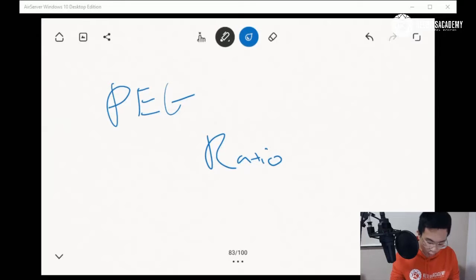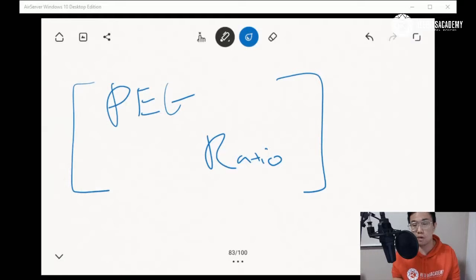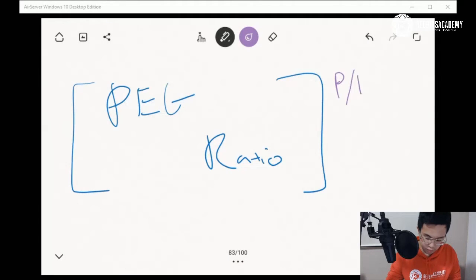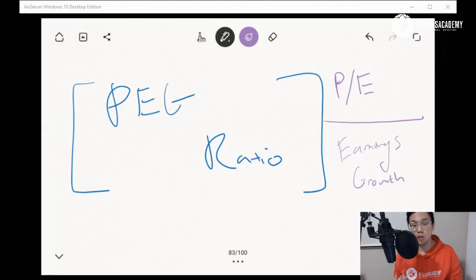So how is this ratio calculated? How do you put three variables into the same ratio? The way this is done is simply by taking your price to earnings ratio divided by your expected earnings growth for X number of years. Usually we project ahead for the next year. So earnings per share growth.